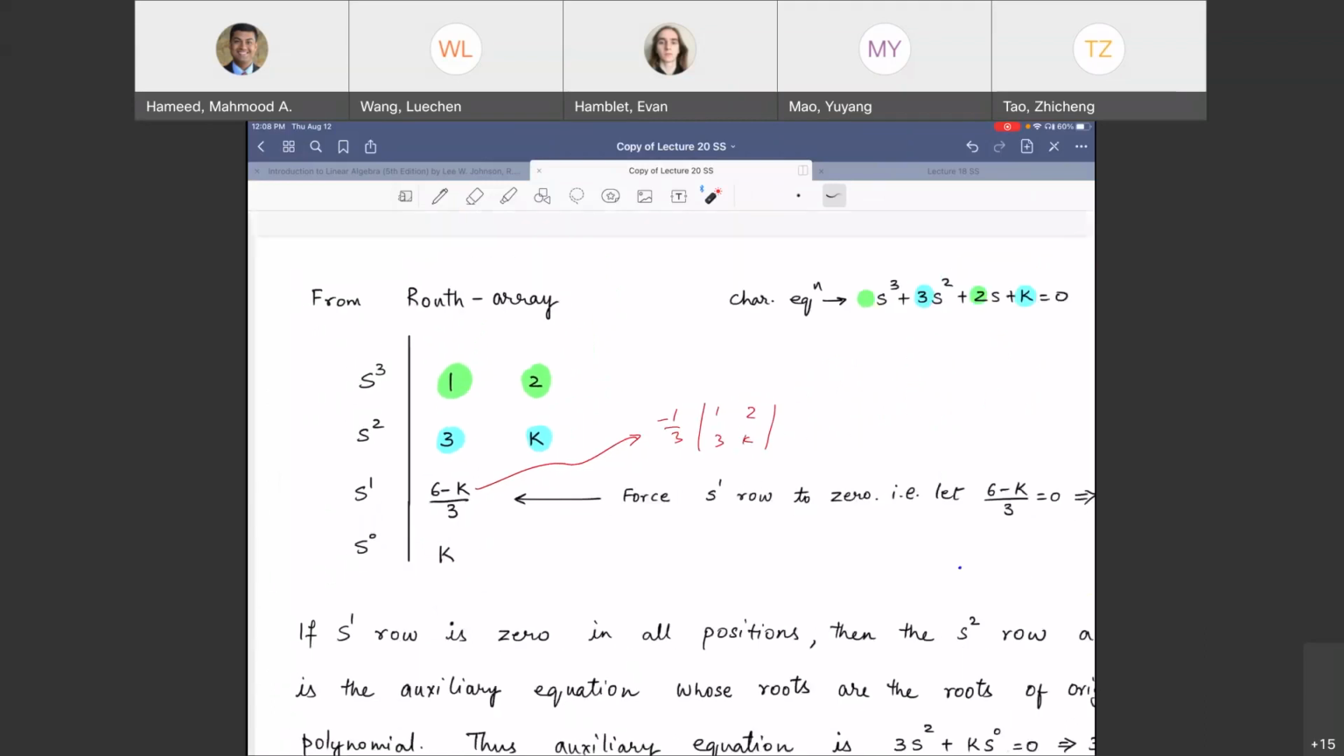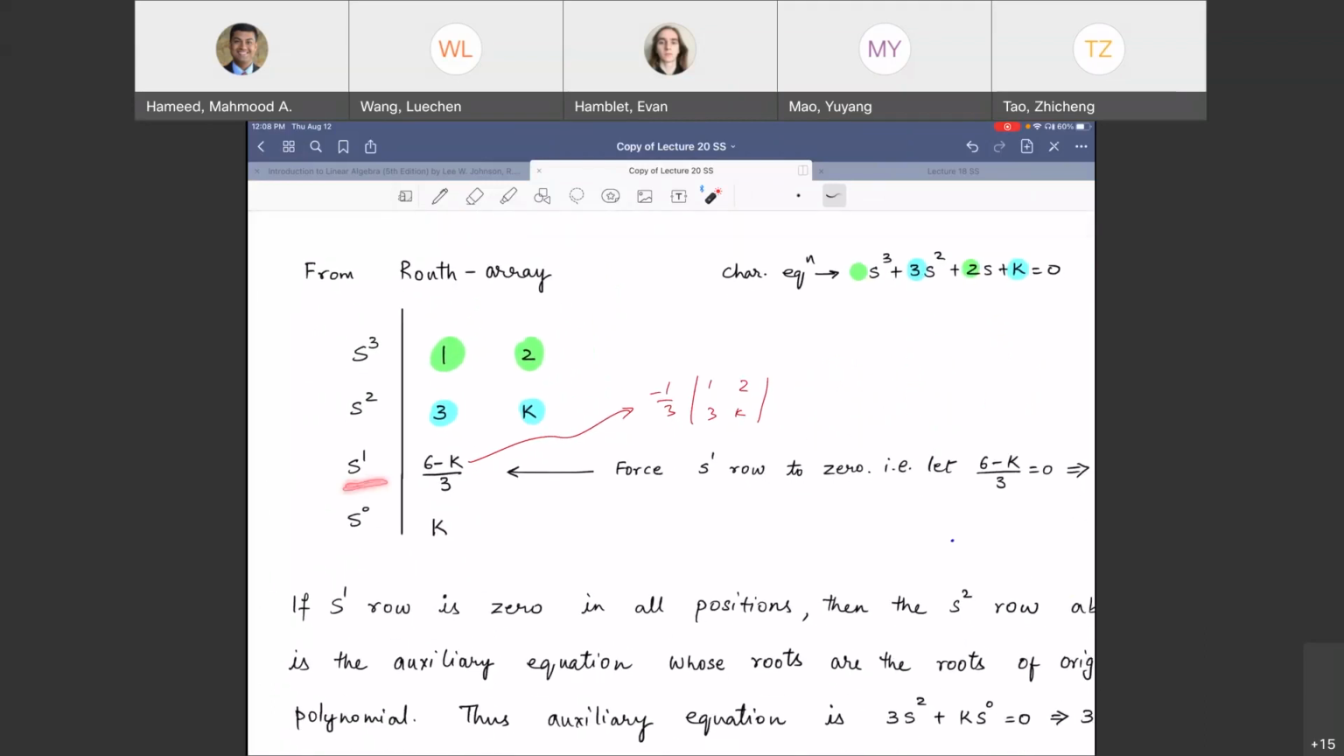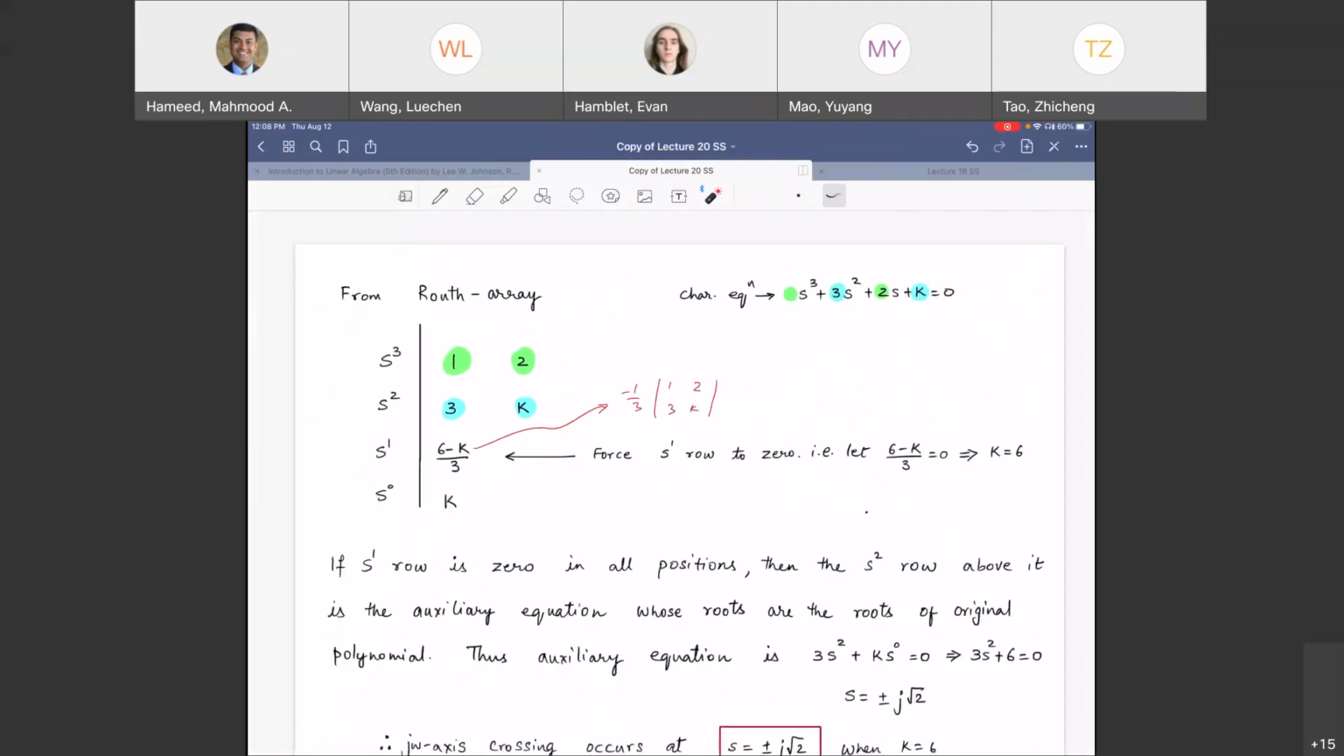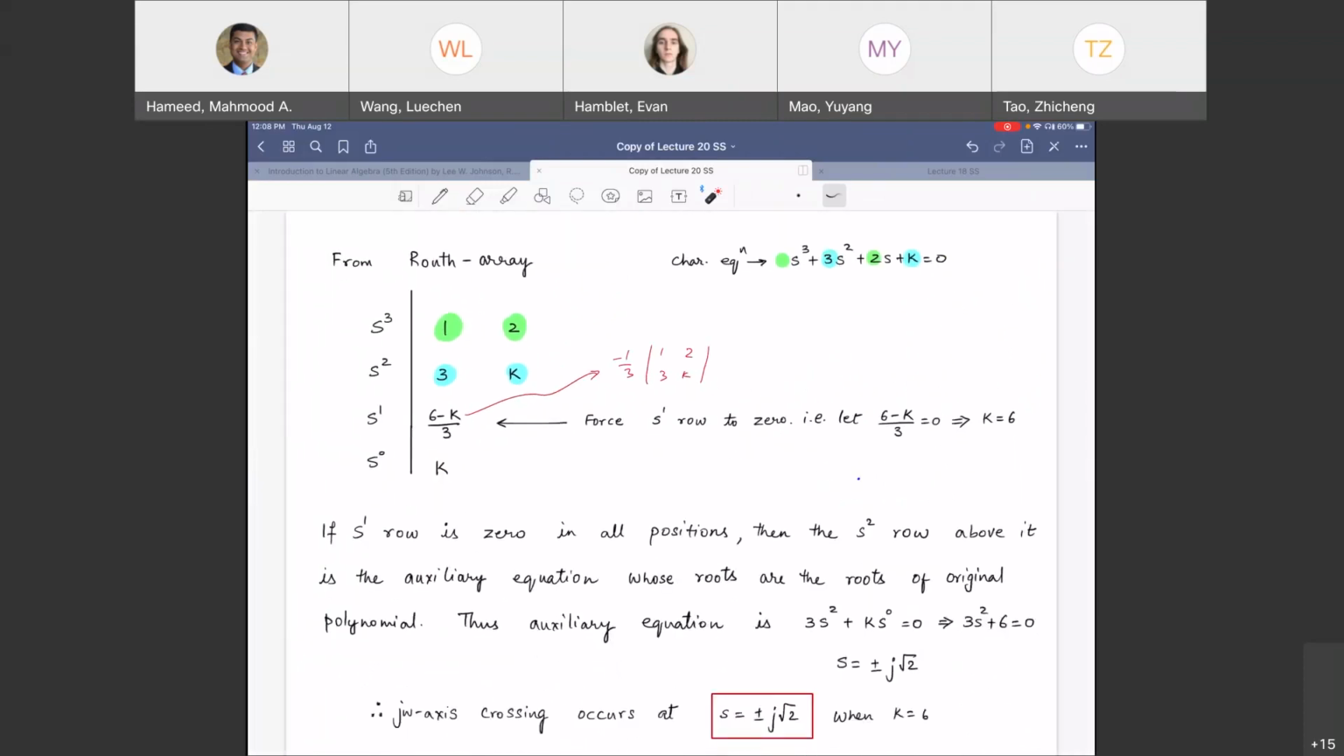Now, what you're going to do is take the linear function for that and set it to 0. When you take the linear function, which is corresponding to s to the 1, you set it to 0, that is going to be the value of K for which you cross the j omega axis. So that can help you, when K is 6, what is the value of s? Well, you can use the root locus to give you that.